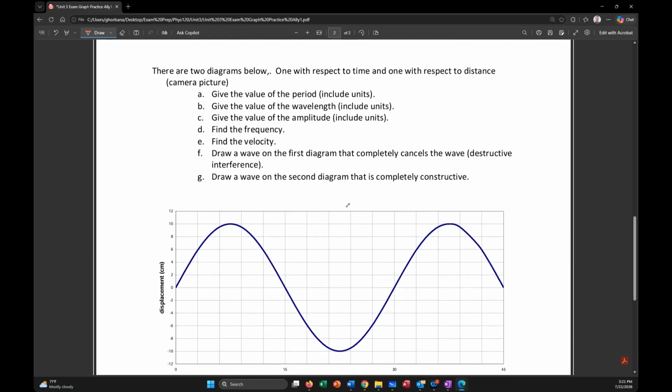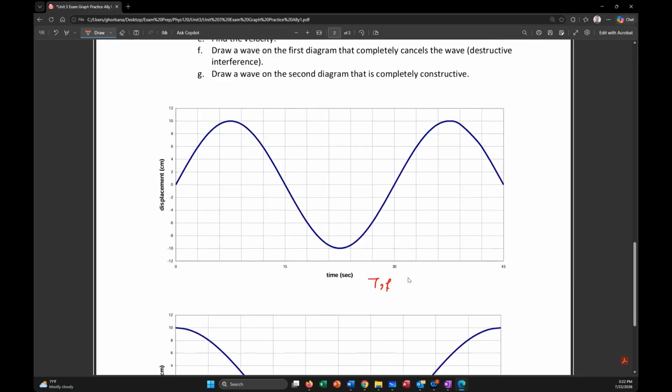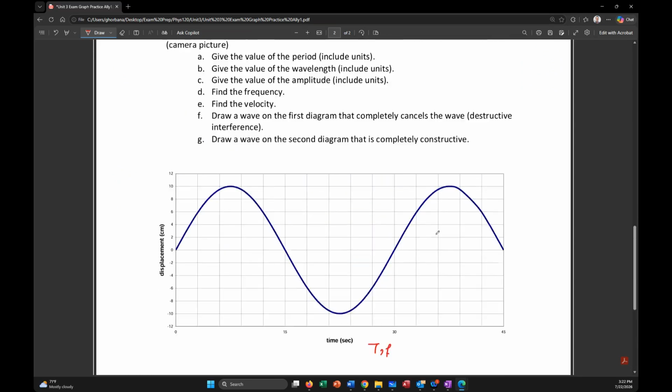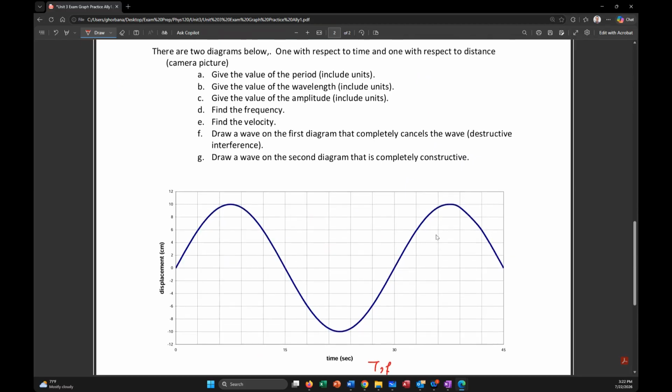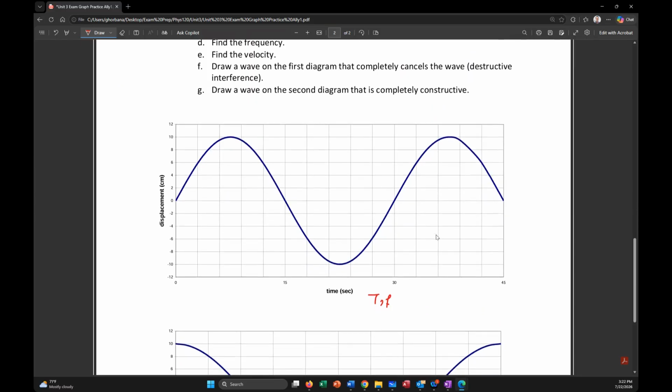Now, next question, and then we are done for today. There are two diagrams below. One is with respect to time, displacement over time, which can help me find the period and frequency. The other is with respect to distance, displacement over distance, which helps me find the wavelength. Let's see what we are trying to calculate. Give the value of the period. Which one can I use to calculate the period? Definitely displacement with respect to time, the first one.